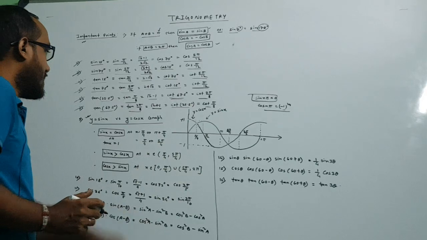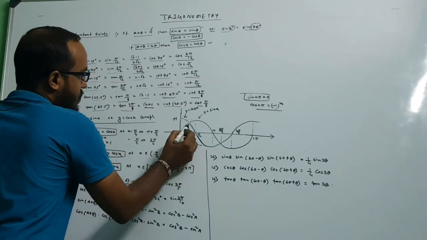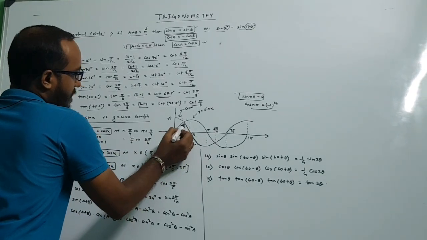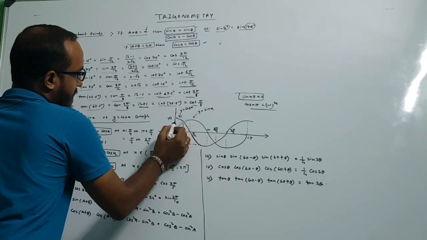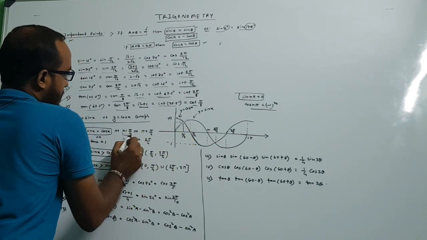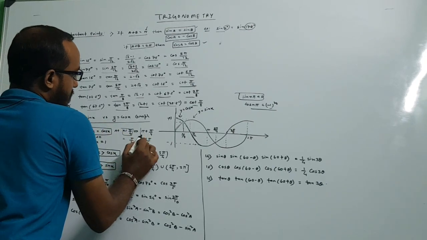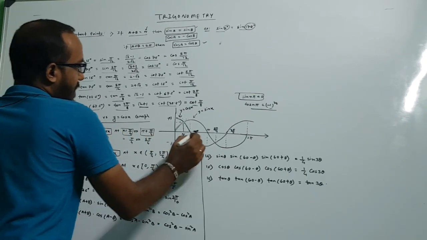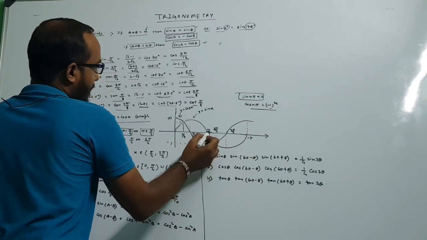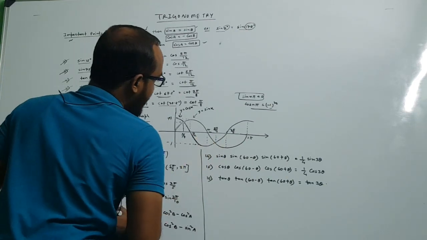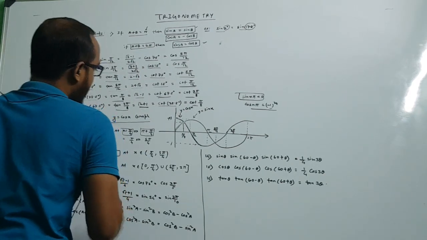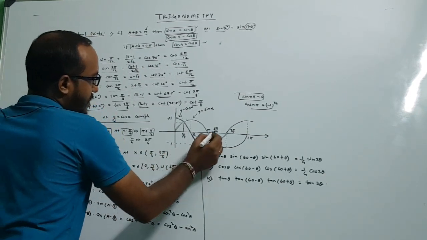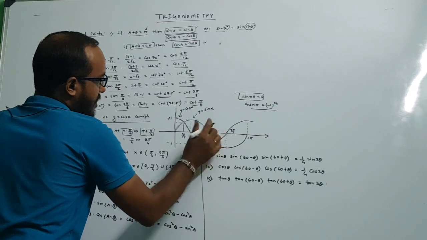We can surely say that at x equals pi by 4, the values of sin x and cos x are the same because they are at the same height. So at x equals pi by 4 and x equals pi plus pi by 4, that is 5 pi by 4, the value is the same. This is 5 pi by 4.